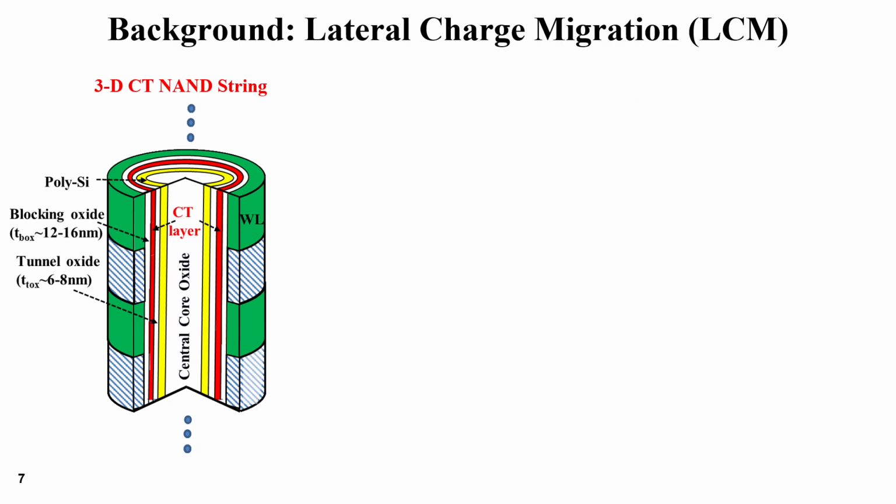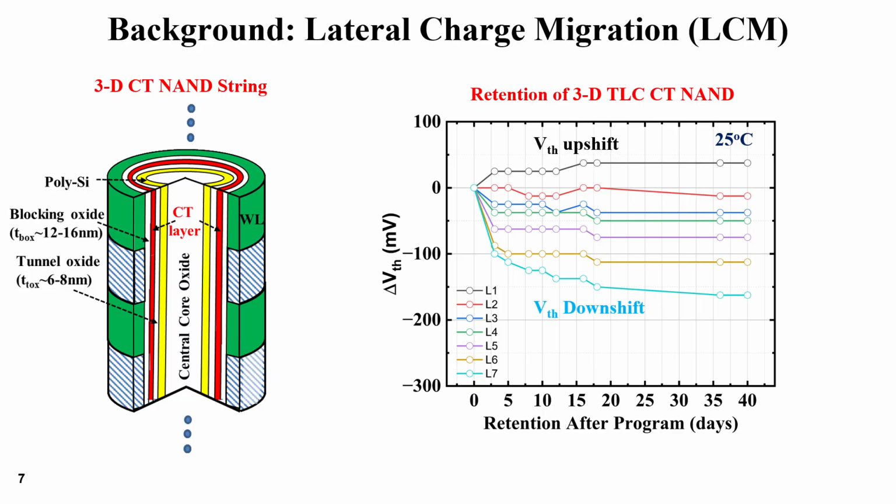Here, we observe the impact of lateral migration on threshold voltage. LCM leads to short-term charge loss, typically visible as a VT downshift quickly in programmed states. In some neighboring states, redistribution can also produce VT offset. For example, here the L7 state is losing more than 100 millivolt within 5 days of retention, while the L1 state is actually receiving electrons from the neighboring high programmed states and moving up a little bit.